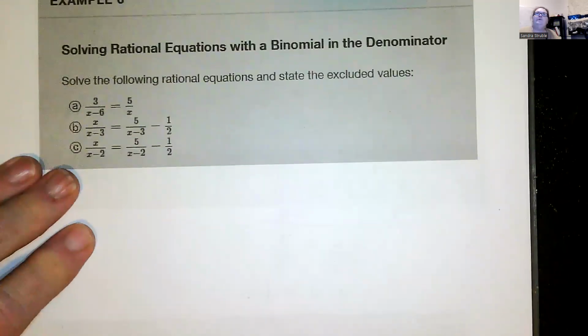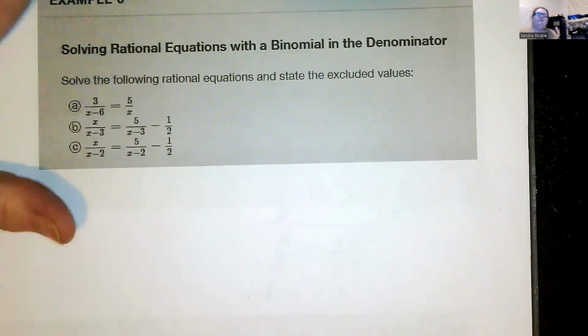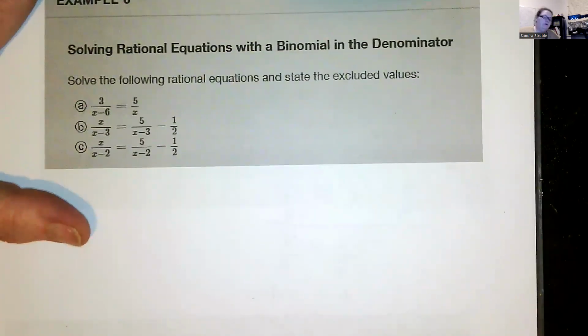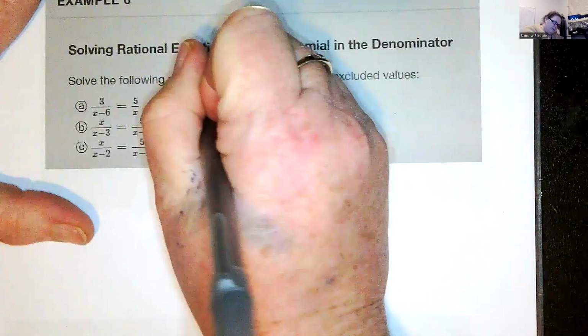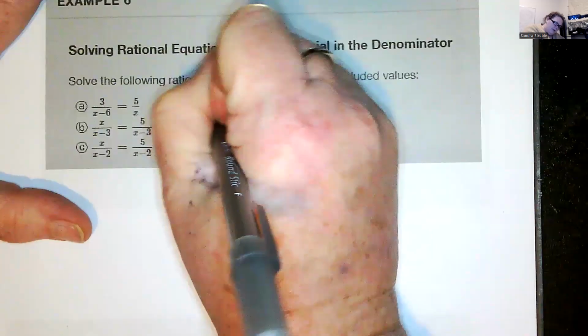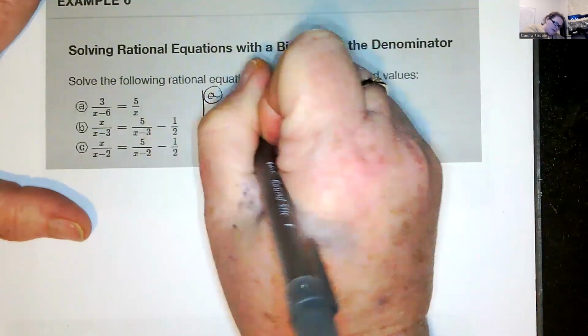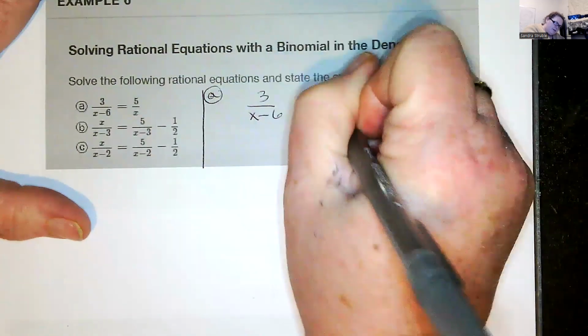All right. Solving the following rational equations and state the excluded values. Okay, so let's just solve. I'm going to do the same thing. I'm just going to put a here. 3 divided by x minus 6 is equal to 5 over x.